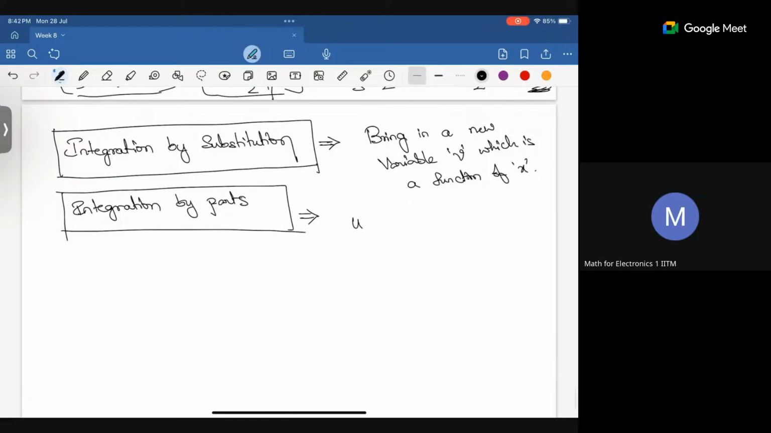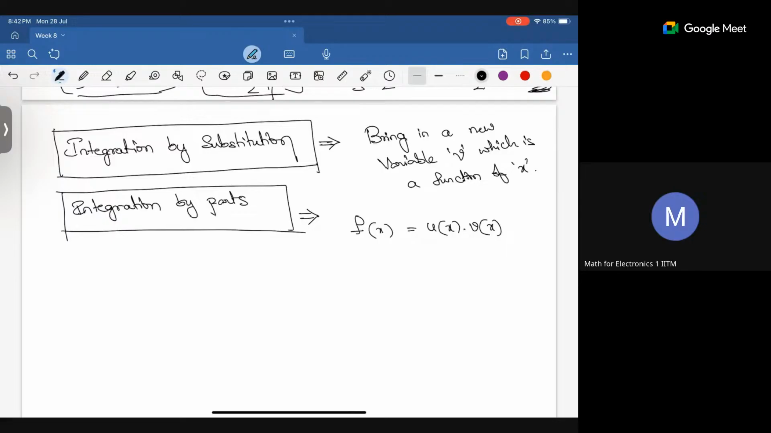Again, you can divide f of x as some u of x into v of x. Right, so instead of f of x, we treat it as u of x and v of x. And then we use this particular technique called integration by parts and write this u of x into v of x in some nice way so that we can compute the integrals.